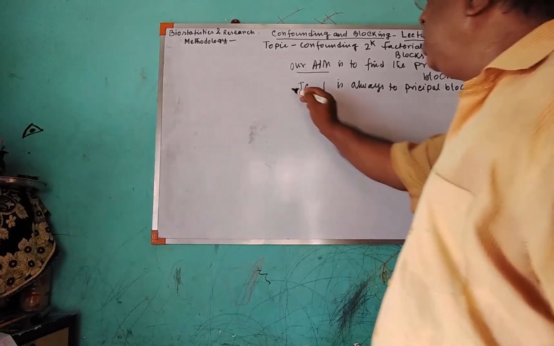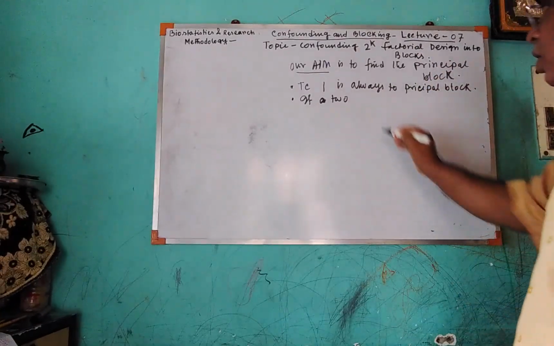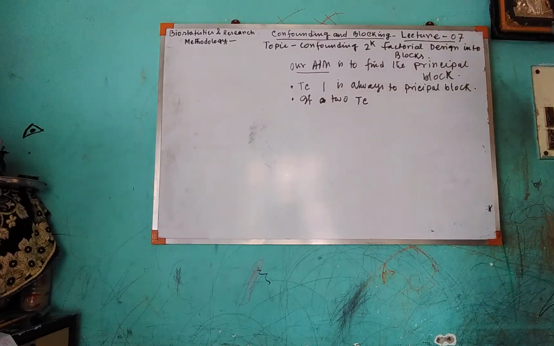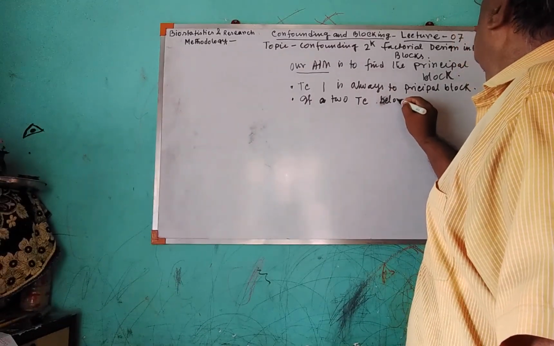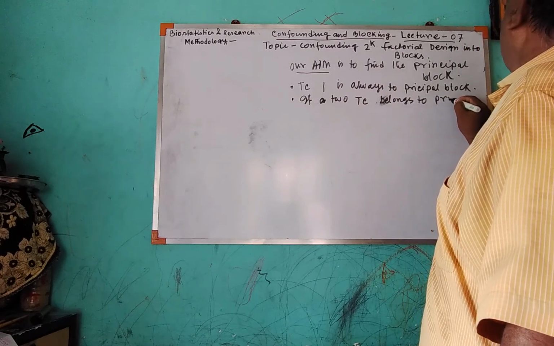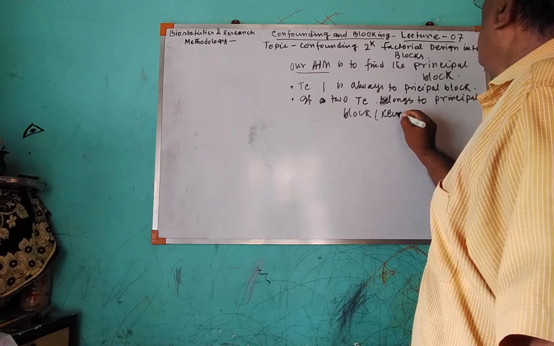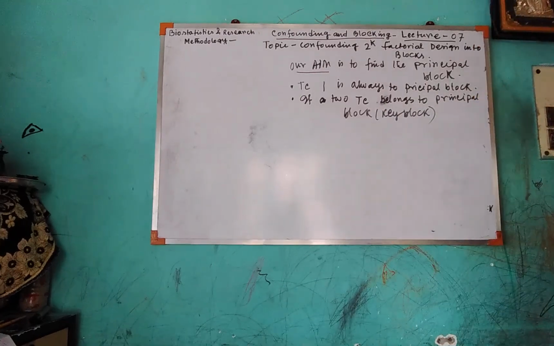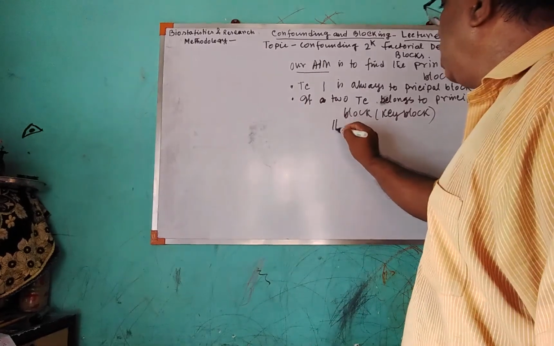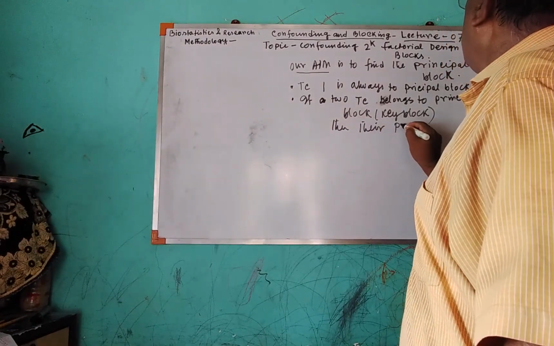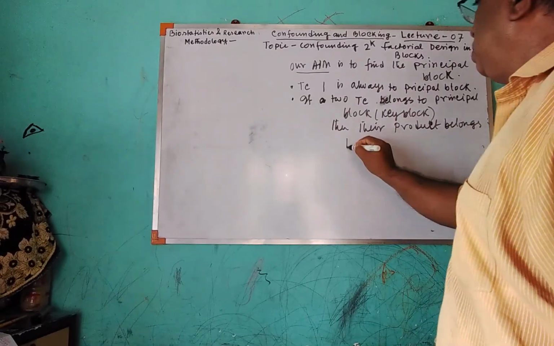If two treatment combinations, this is very important, belong to the principal block, another name for which is key block, then their product also belongs to the principal block.